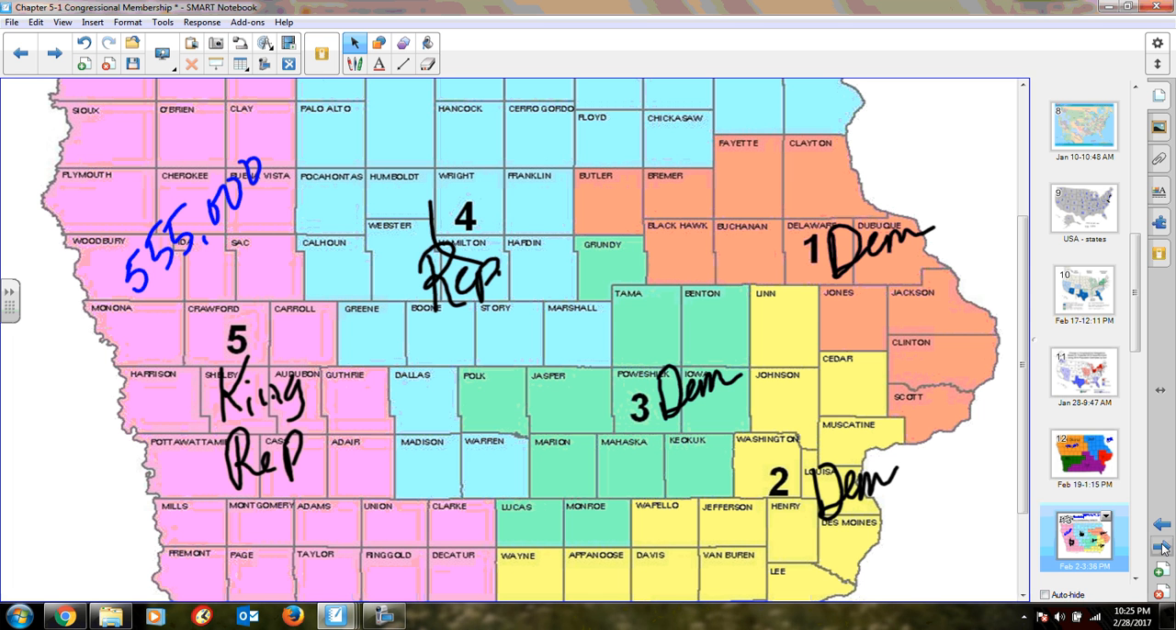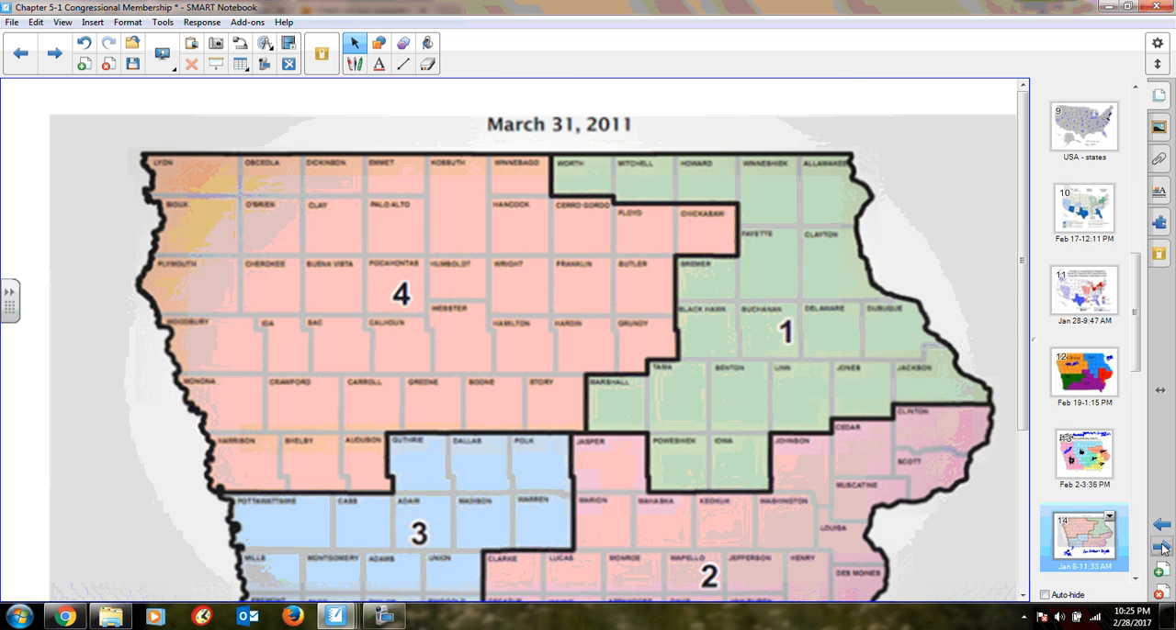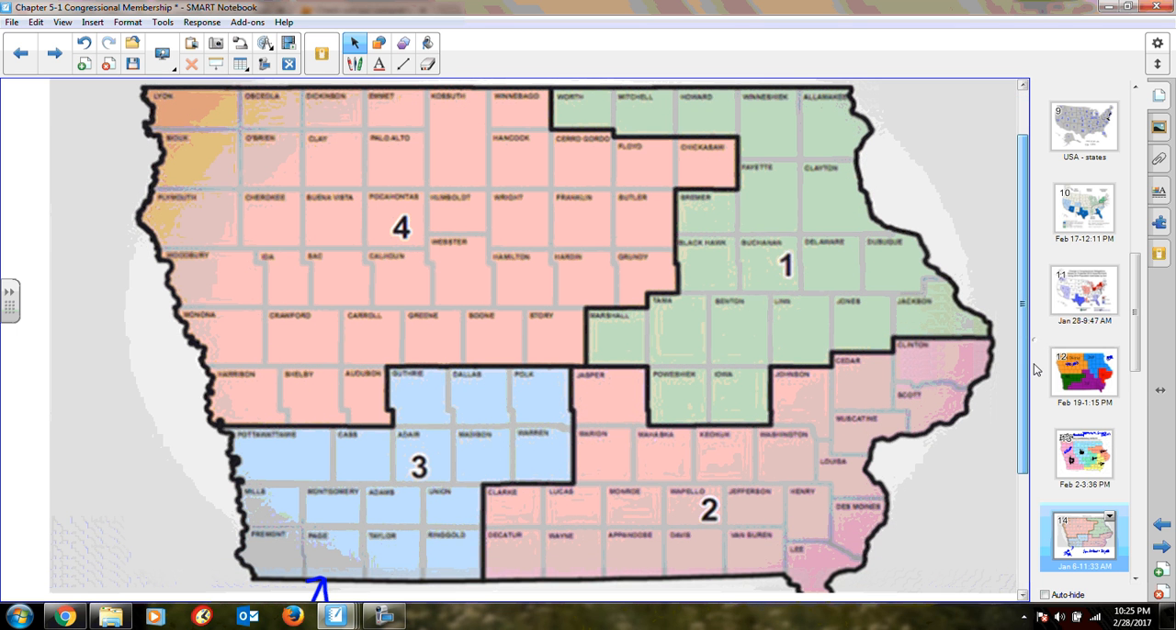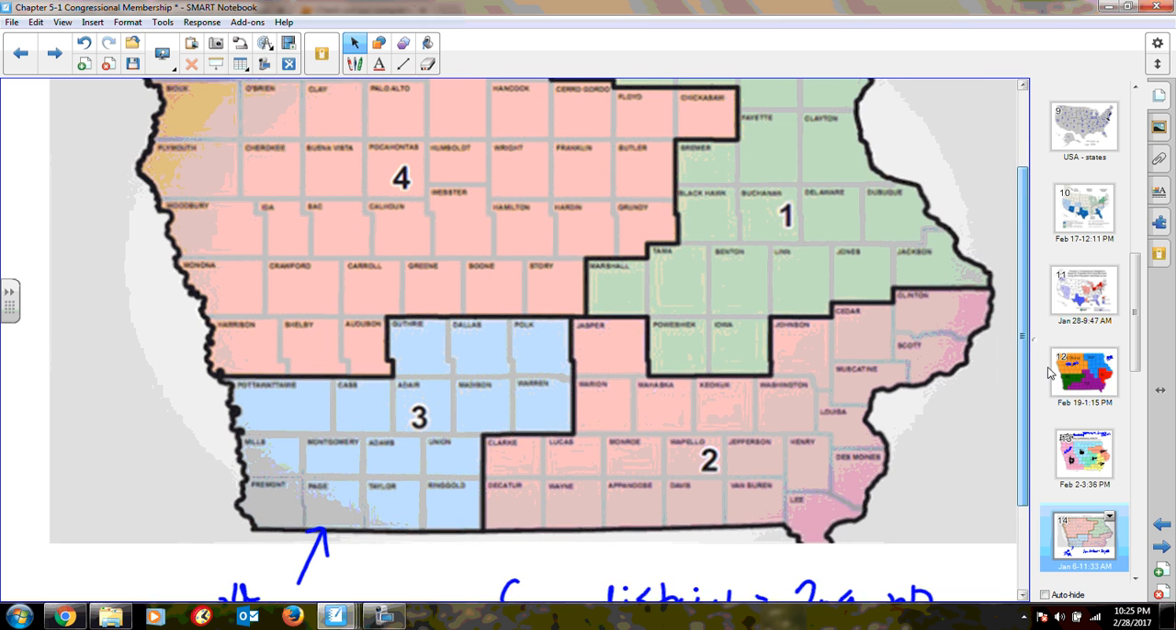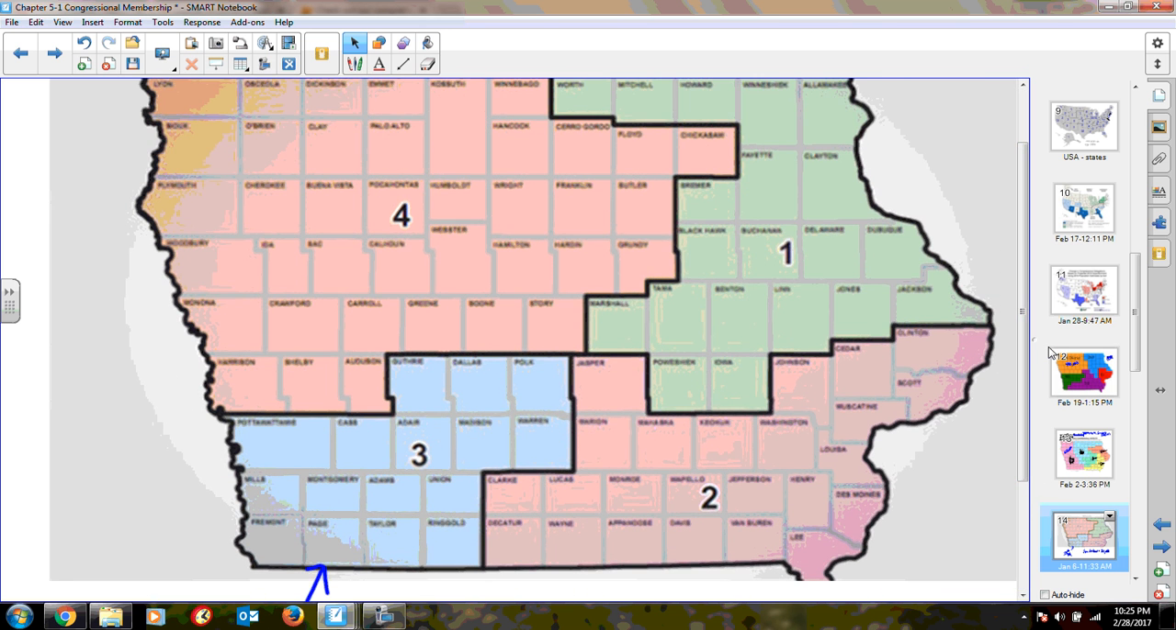And guess what? When we went to 4 districts, you can really see it. This is the way our districts look today in 2010. Each represents 709,000 people. Look at how many counties it takes in District 4 to make 709,000, whereas in District 3, it takes a lot fewer counties to make 709,000. So we can tell that our population in the state of Iowa is definitely shifting south.